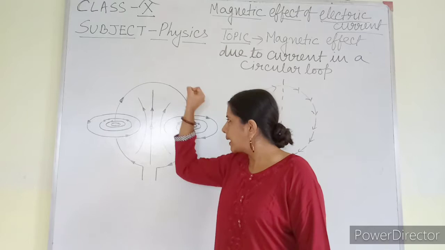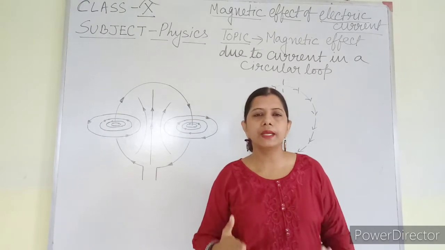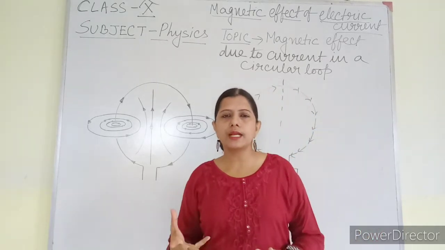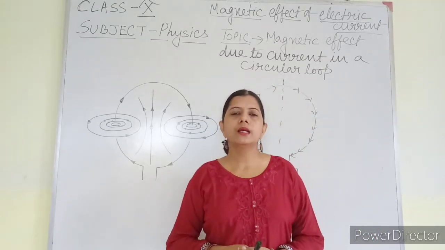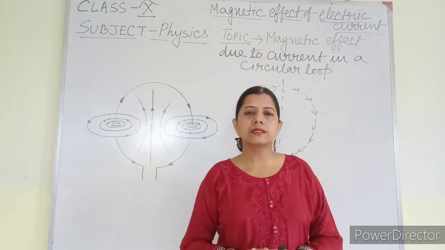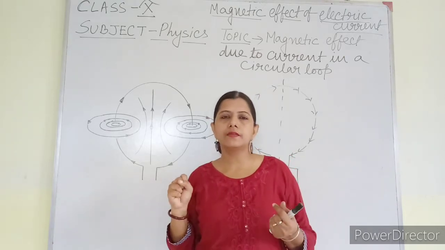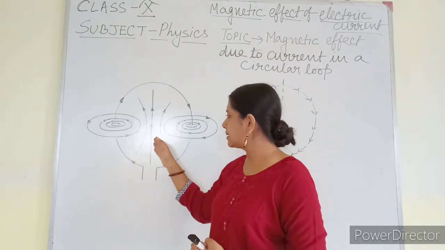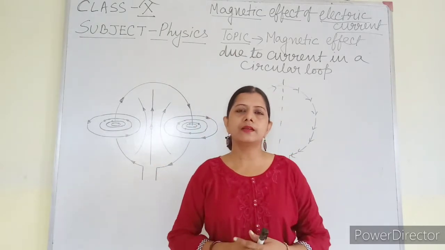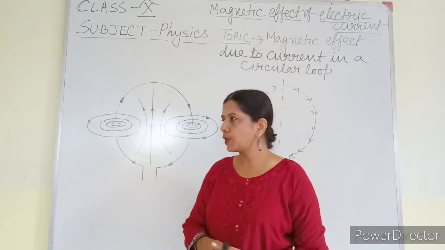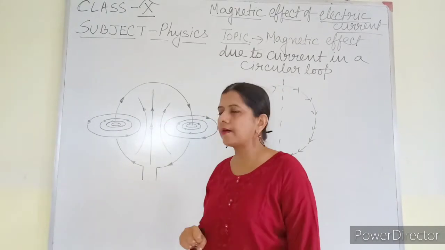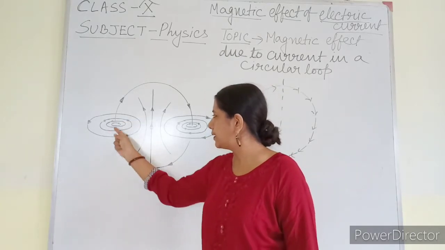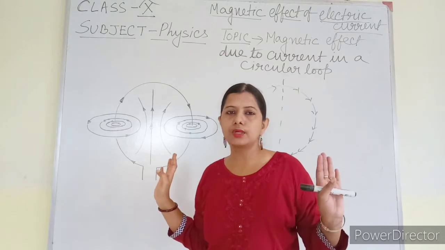So each point in the circular loop can behave as a straight current carrying conductor, and around each point we can draw magnetic field lines, and ultimately those magnetic field lines are going to coincide at the center. So definitely at the center the strength of the magnetic field will be the maximum, because all the points will have their effect at the center, but near this point only the effect is due to this point, not due to any other point.